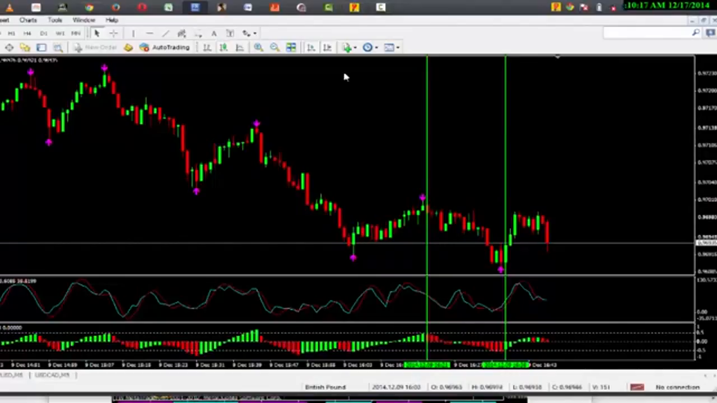And just like the other ones, this would have been another trade. Now in all these trades that I just marked, all of them would have turned out to be winners. So let me go on and show you the next one.